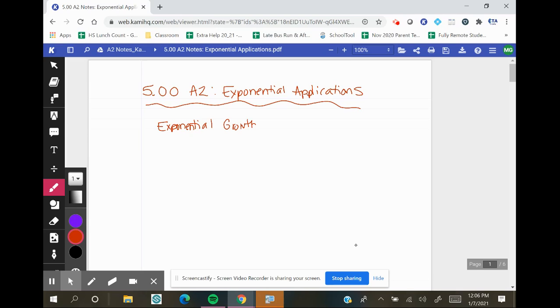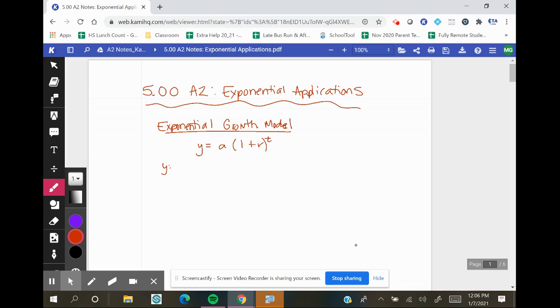So we already talked about this one in class before your midterm when we were talking about exponentials. So we already talked about that the formula is a times the quantity 1 plus r raised to the t. So I'm just going to go over what each of these things stand for.